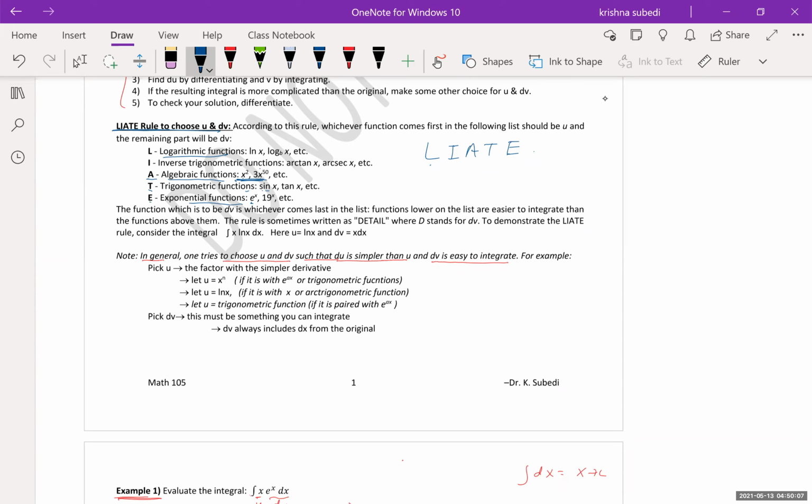Now, what that rule tells us is that, according to this rule, whichever function comes first, suppose that to be u. You know, u and v, in the English alphabet, u comes first, right? So in this rule, whichever function comes first, choose that to be u.